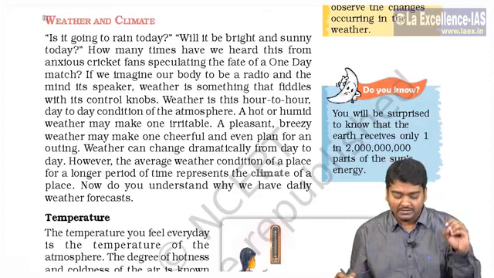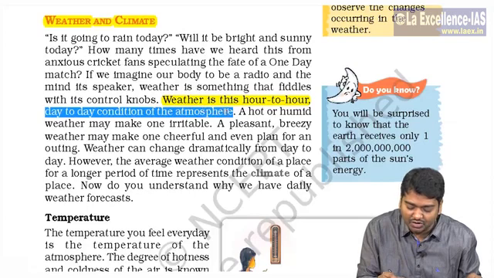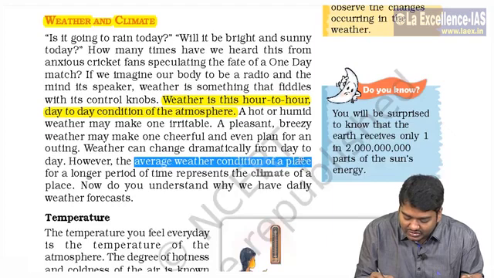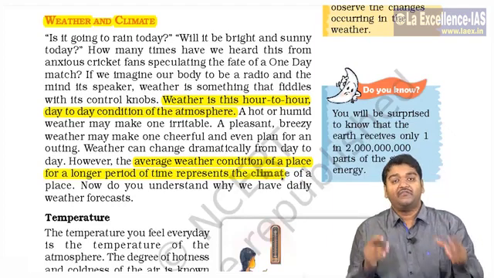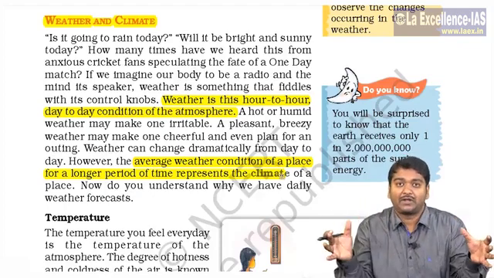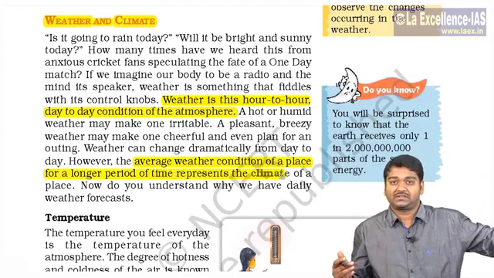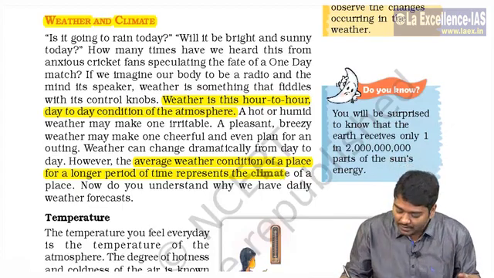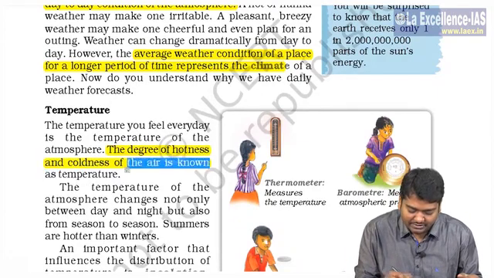You should be knowing that weather is the hour-to-hour or day-to-day condition of the atmosphere. But when we talk about the average weather conditions of a place for a longer period of time, it represents climate. Weather is a short phenomenon on a particular place, climate, longer period. Average of this is climate. So these two are very, very important for us. Then, what is temperature? The degree of hotness or coolness of the air is called temperature.